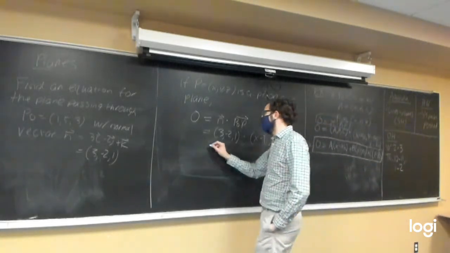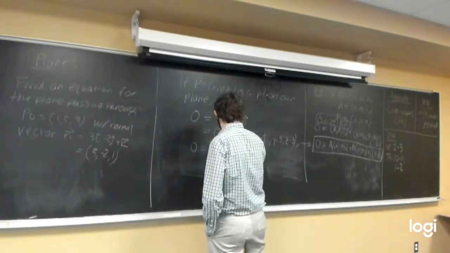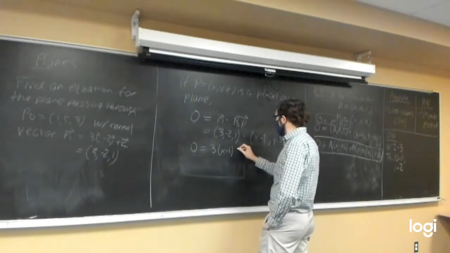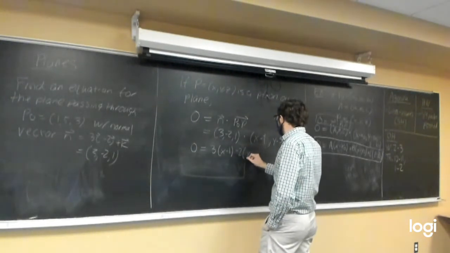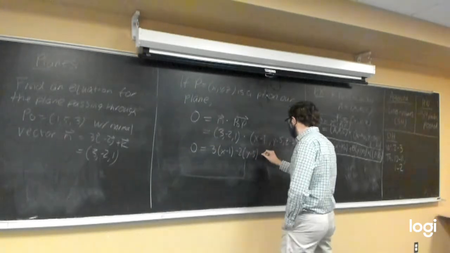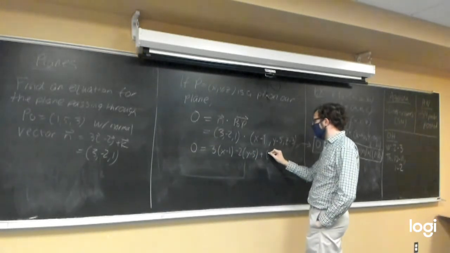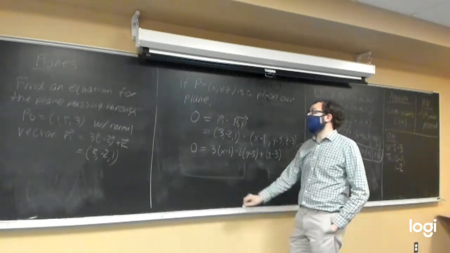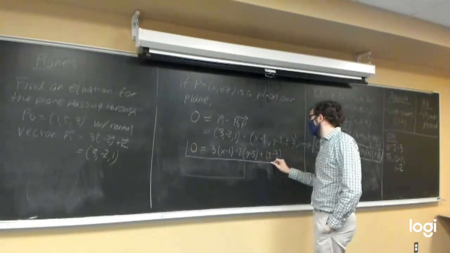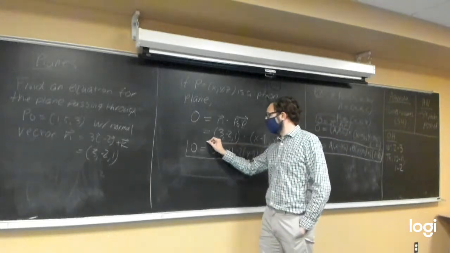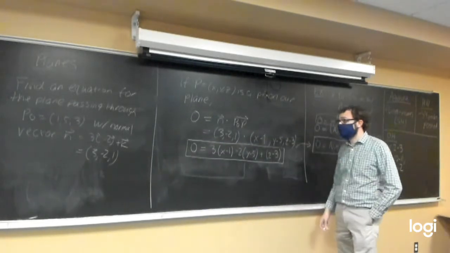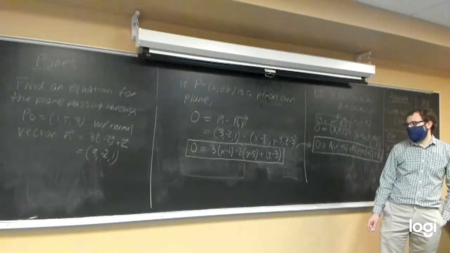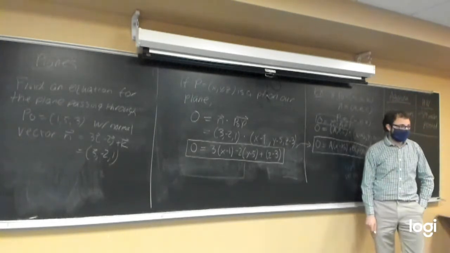Which, if we take the dot product of, we're going to get 0 is equal to 3 times x minus 1 minus 2 times y minus 5 plus 1 times z minus 3. And this would be one way that we could write out our standard form for the plane. So 0 equals 3(x minus 1) minus 2(y minus 5) plus (z minus 3).